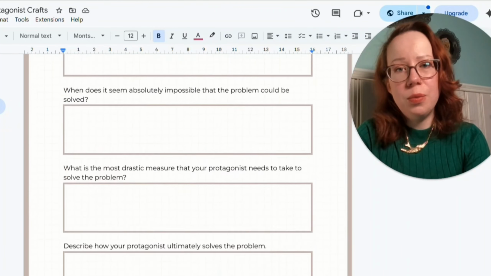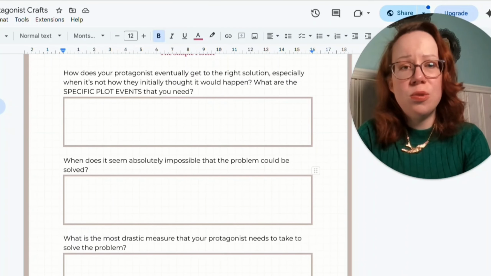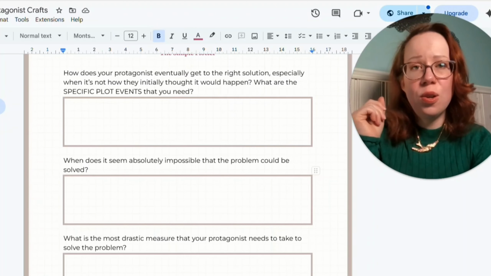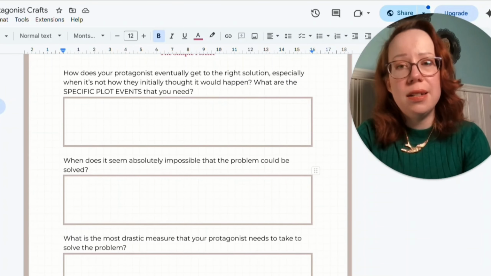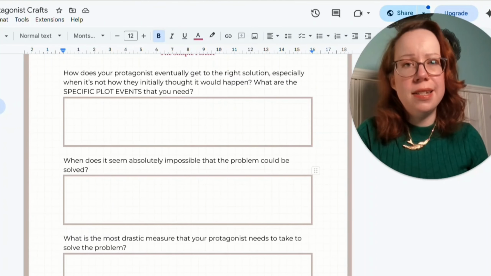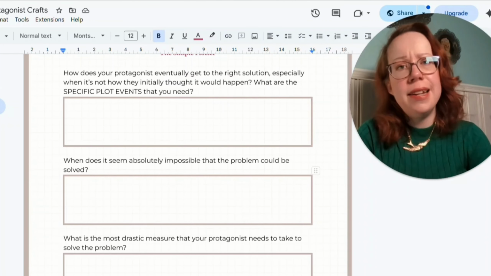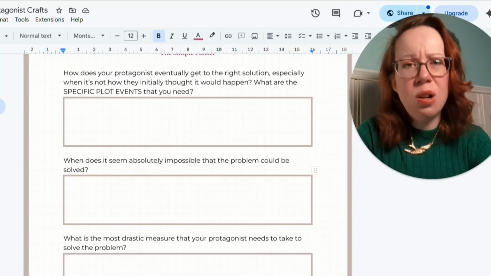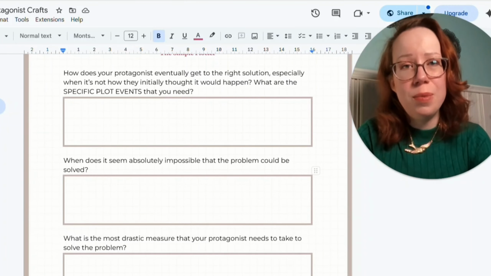But moving on to the last page of this planner. How does your protagonist eventually get to the right solution, especially when it's not how they initially thought that it would happen? And what are the specific plot events that you're going to need? Change and understanding happen gradually. So it isn't necessarily just one plot event that makes them say, oh yeah, now I understand it. It needs to be gradual, and they need to be like, oh, the answers were there all along. I was too silly to notice it. I was just too stubborn, you know.